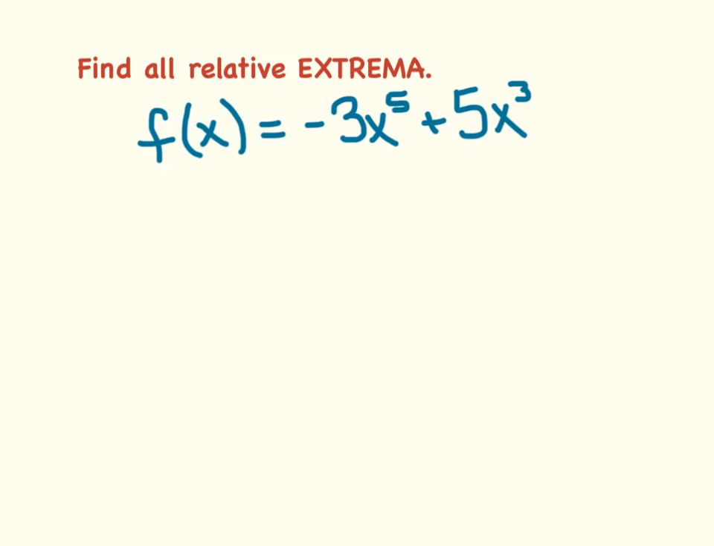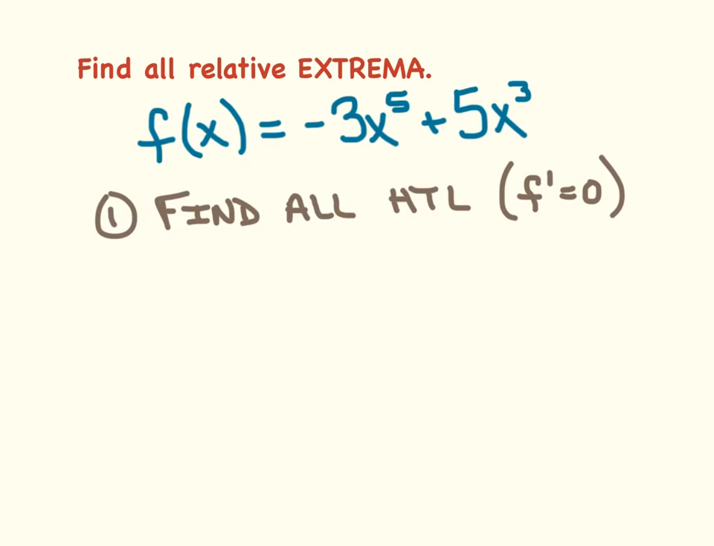So first things first, I want to get my hands on the first derivative. In other words, my first step is to identify all horizontal tangent lines. So we're looking for all horizontal tangent lines. In other words, we want the first derivative to equal 0. The big difference is today, we're not worried about the first derivative being undefined like we were yesterday. We're just looking for horizontal tangent lines here.